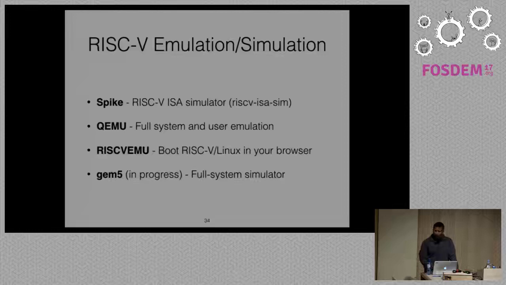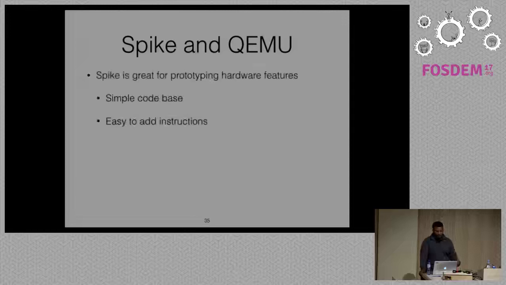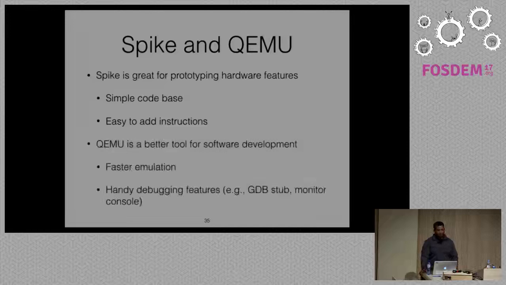So a quick note on Spike and QEMU. Spike is great for prototyping hardware features. I use it a fair amount. The nice thing about it is it has a really small and simple code base, and it makes it really easy to add instructions and customize the ISA and everything. But if you're doing software work, I think QEMU is probably a better option. The emulation's faster. It's got a number of handy debugging features. It's got better device support. There are a few rough edges in QEMU RISC-V now, especially with respect to device support, but we hope to iron them out fairly soon. But both are good emulators.